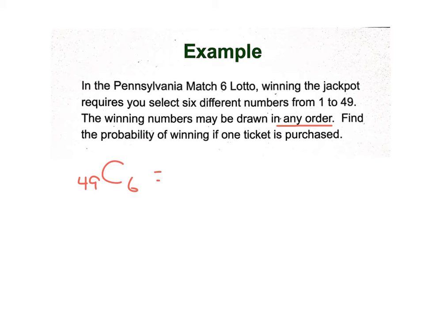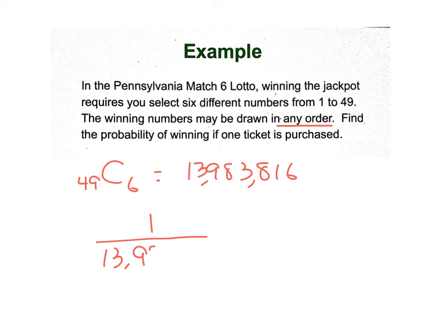So I'm going to punch in real quick, 49 C 6 on my calculator. Oh my gosh. It gives me 13,983,816. So there are almost 14 million ways to draw 6 numbers. That's why not many people win the lotto. So the probability of winning, if you just purchase one ticket, is one chance out of 13,983,816 of actually winning the lotto in Pennsylvania.